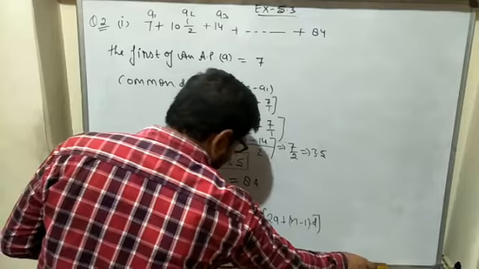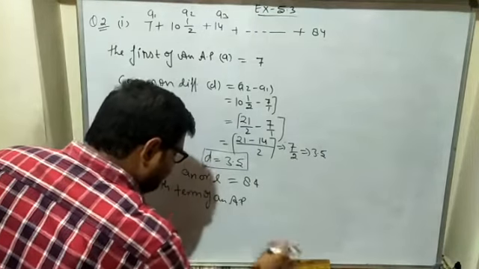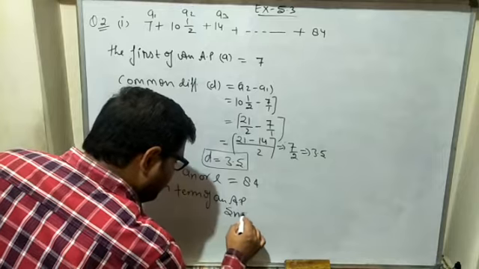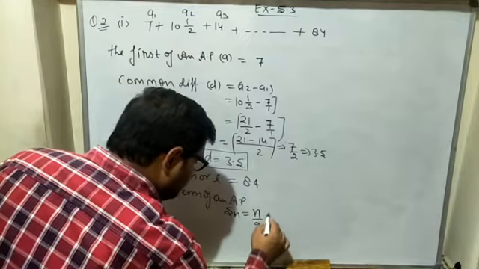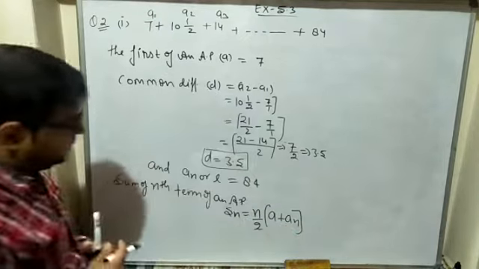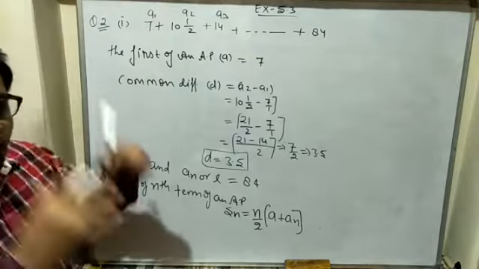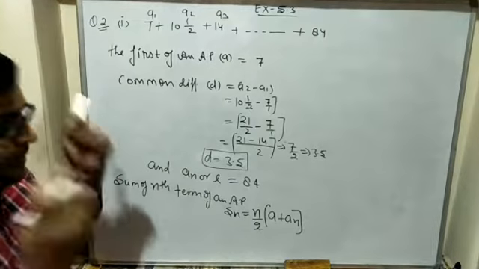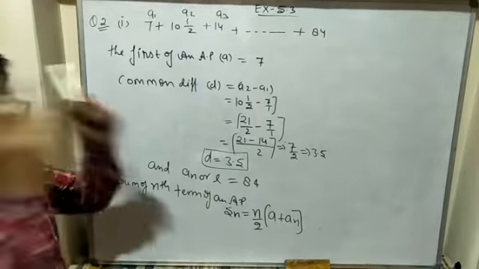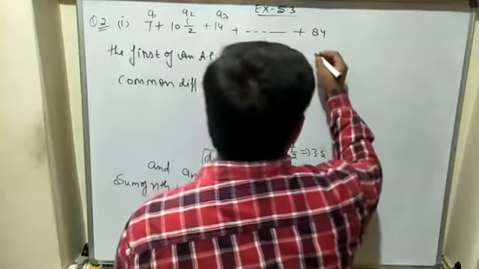In place of this formula, can we apply another formula? We also have Sn equal to n by 2 into (a plus an). Yes, we can apply it, but we don't have n. So who will provide n? Let's think by which formula we can find the value of n. Yes, we have the nth term.